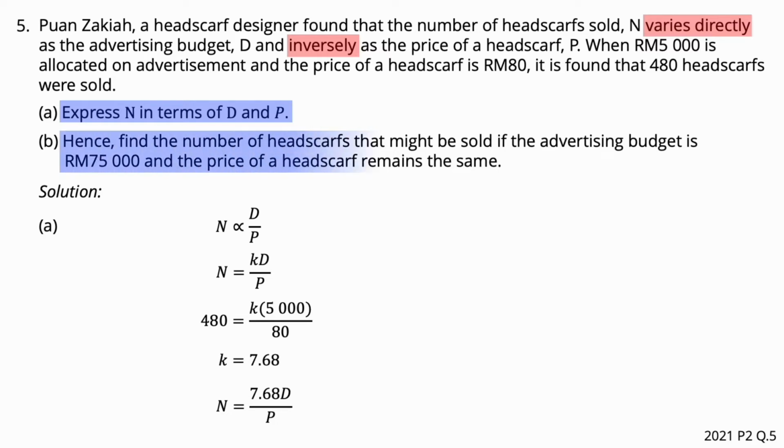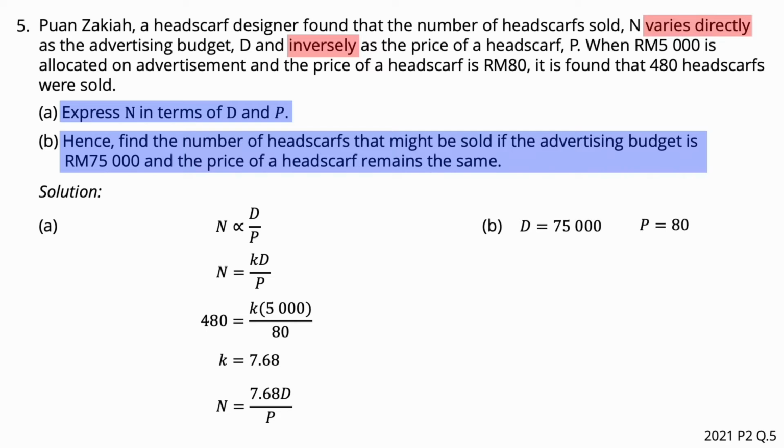Hence, find the number of headscarves that might be sold if the advertising budget is 75,000 ringgit Malaysia and the price of a headscarf remains the same. From the results, N equals 7.68 times 75,000 divided by 80 equals 7,200. The number of headscarves that might be sold is 7,200.